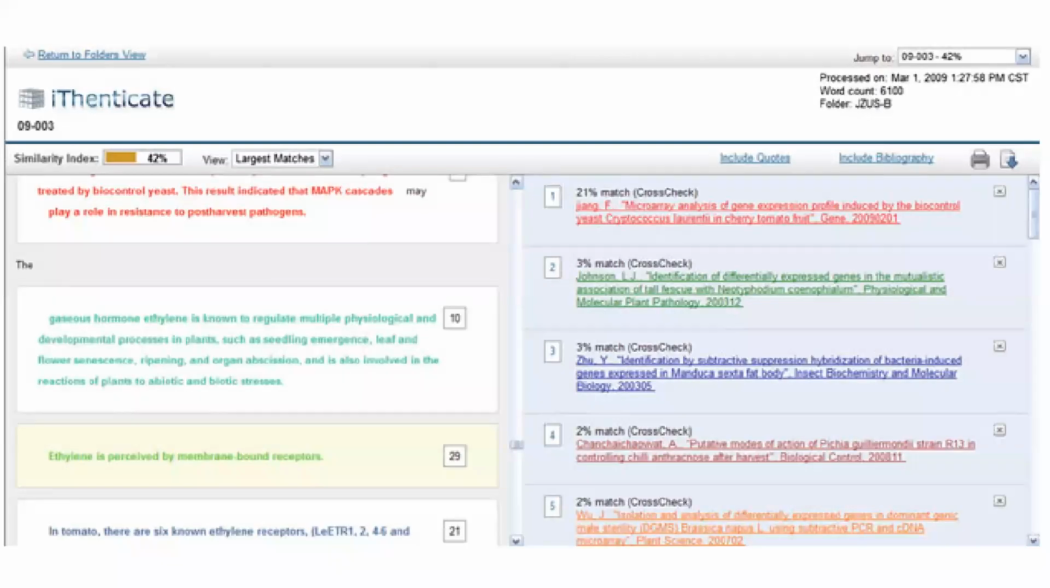Okay, here you can see that although the similarity index is 42%, or on the right one 21%, again, proper citation is necessary for any author who uses someone else's statements.